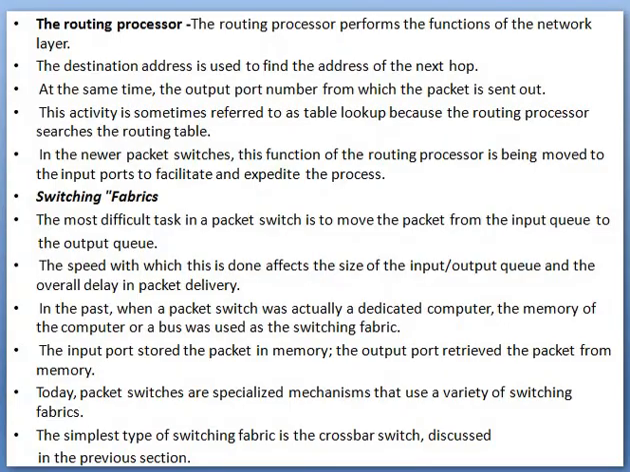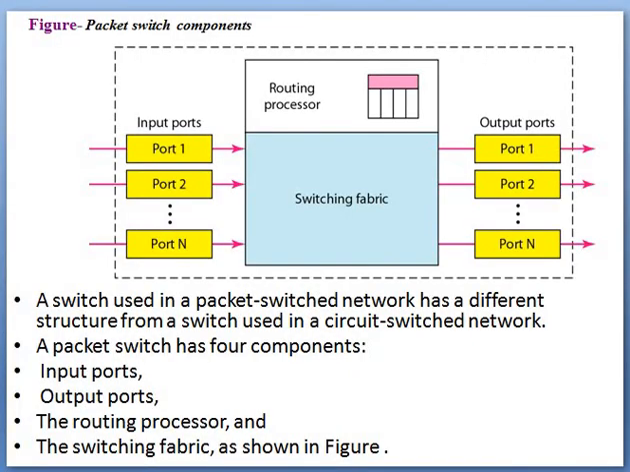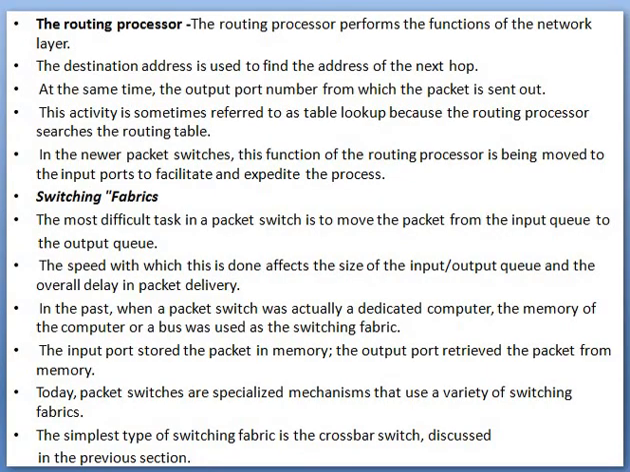Next is the routing processor. The routing processor works in between input ports and output ports, as shown in this figure. Some functionalities of the routing processor are mentioned. The routing processor performs the function of the network layer. The destination address is used to find the address of the next hop, as in the network layer, and at the same time the output port number from which the packet is to be sent out. This activity is sometimes referred to as a table lookup because the routing processor searches the routing table.